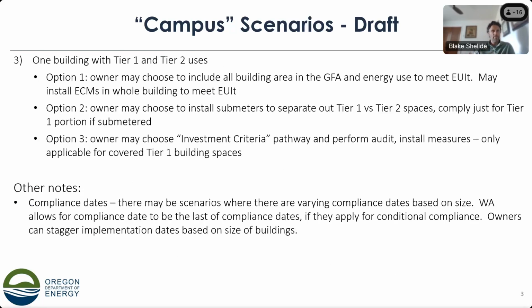And then the question around compliance dates comes up too, where if you've got multiple buildings all on the same meter, they might be different sizes. And we know that based on the size, the compliance date might differ. So there might be scenarios where there's varying compliance dates based on the size. Washington does allow for the compliance date to be based on the last of the compliance dates if they apply for conditional compliance. So it defaults to the largest building's compliance date.